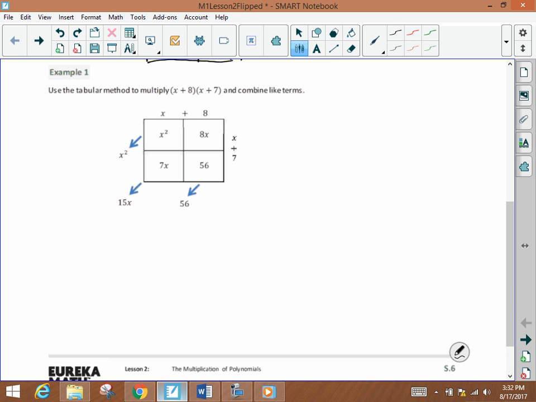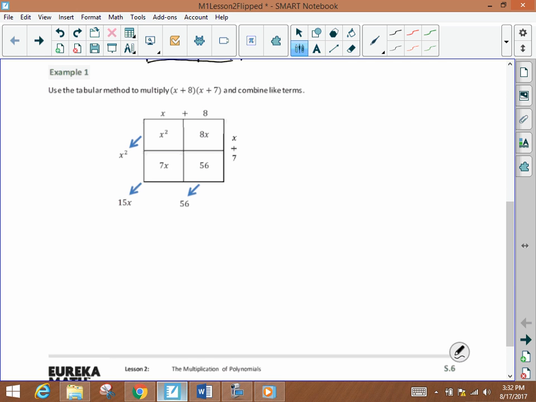Okay, so look at this. We're multiplying x plus 8 times x plus 7. How did we get that x squared there in the box? That's x times x. X times x is x squared. The 7x is x times 7. That 8x there, right, is 8 times x. And the 56 is 8 times 7.